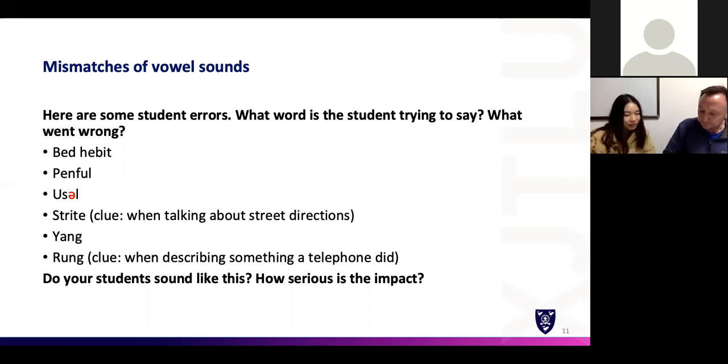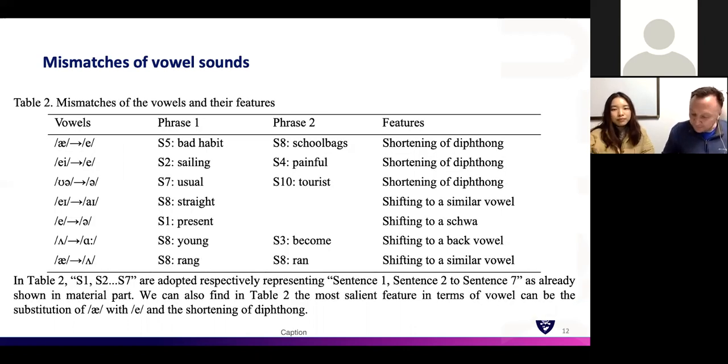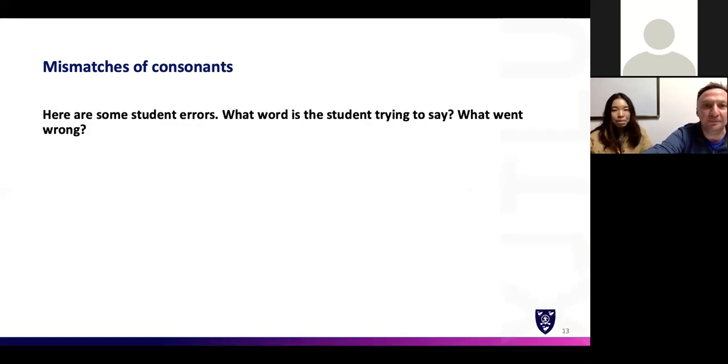In these examples, either a diphthong has been shortened, or maybe the students have shifted to a schwa sound or a similar vowel. Generally, they're making life easier for themselves. And these are some specific examples from the research. Do your students make mistakes like that? Any thoughts? Please feel free to type in the chat. We've got a lot to cover today, so we might go on to some consonant errors.